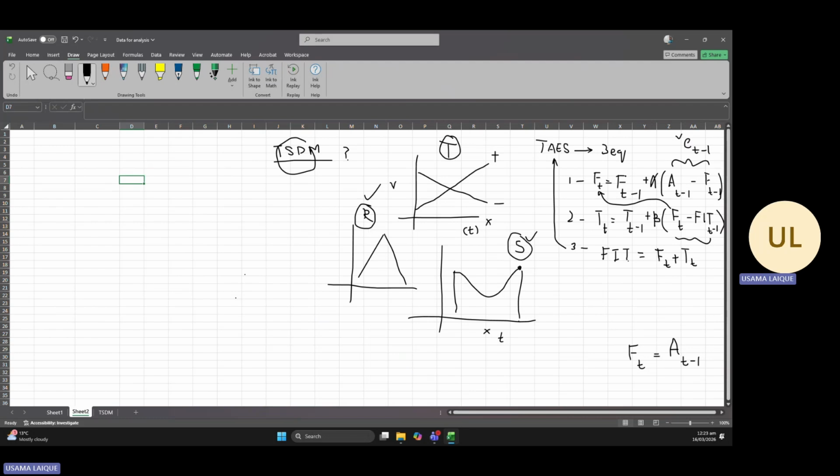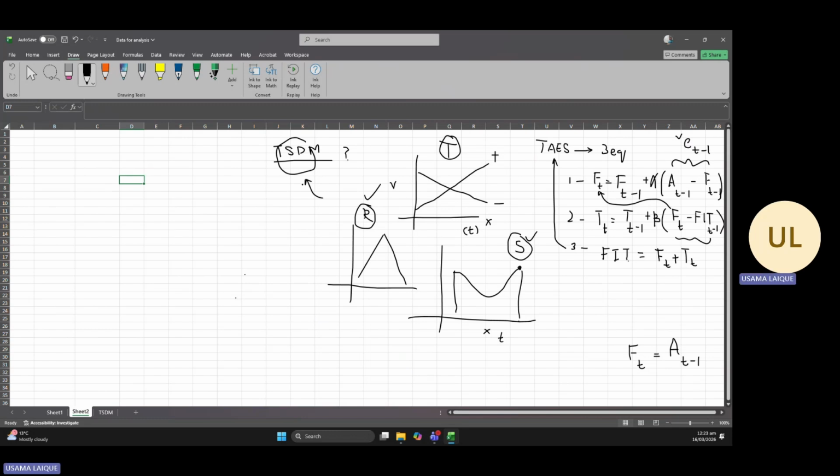The data on which we applied the trend adjusted exponential smoothing had no seasonality or cyclicity, maybe some randomness, but that was primarily trend data. In that data, you can apply trend adjusted exponential smoothing. But what if a data has two components? It has a trend, maybe strong or weak, and alongside that a seasonality. Then to forecast such data, we use a model called a time series decomposition model.